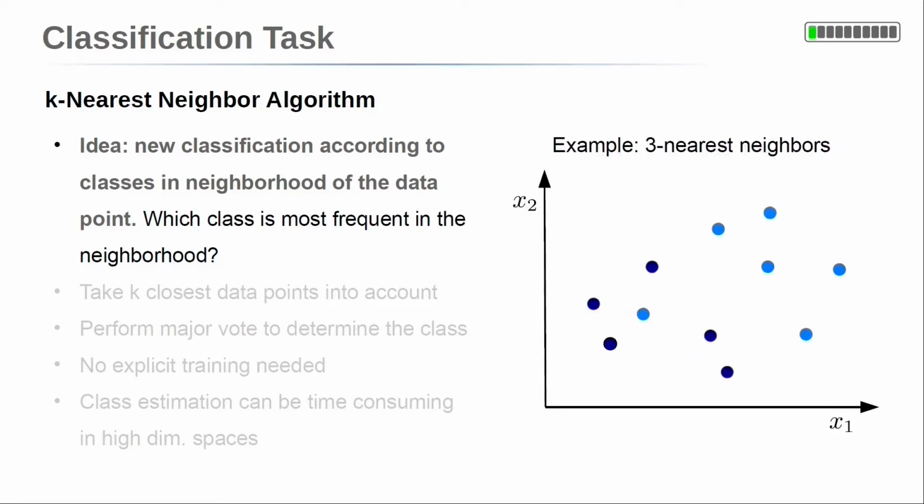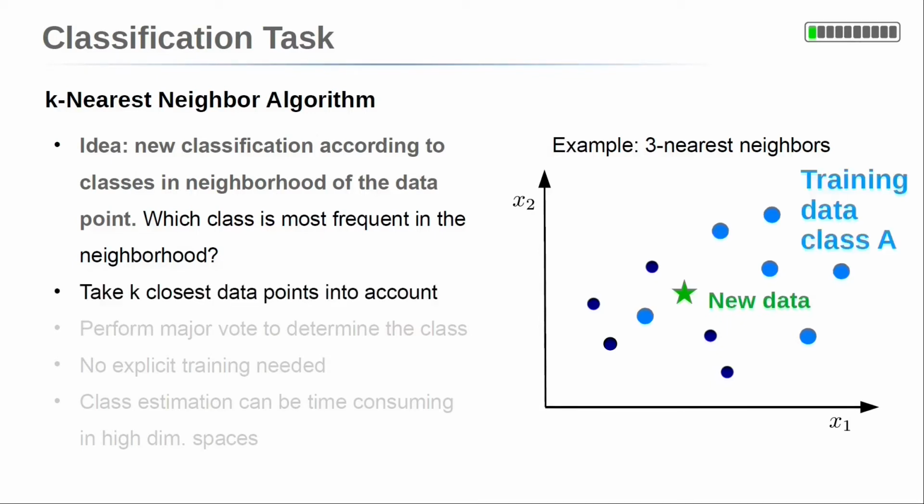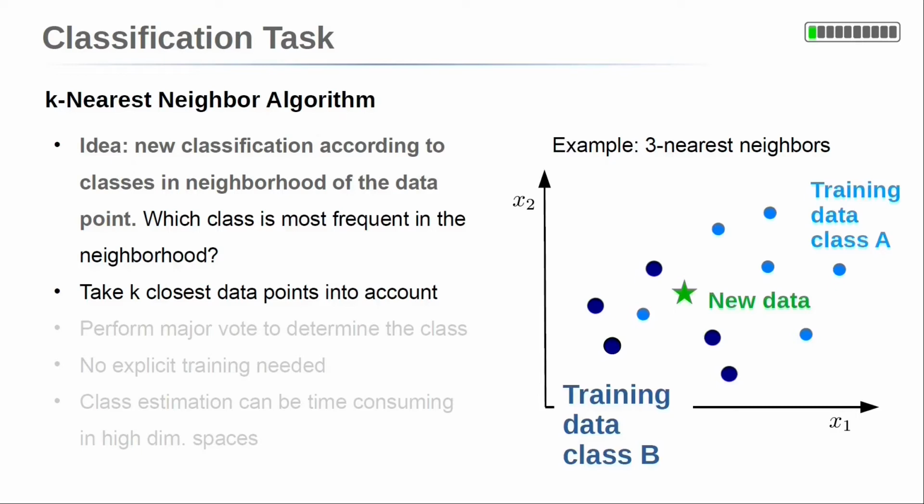On the right side, the situation is sketched. Here we have two independent variables, x1 and x2. The new data point is represented by the green star. The algorithm identifies the k closest data points in a given training data set with respect to our new data point. This training data is a data set with known classes. In our example, the training data set has two different classes. The light blue dots for class A and the dark blue dots for class B.